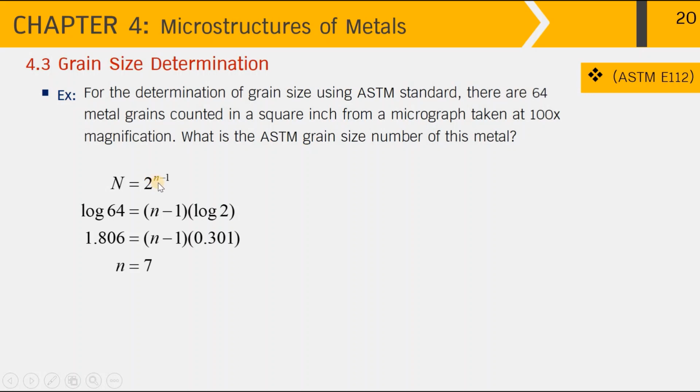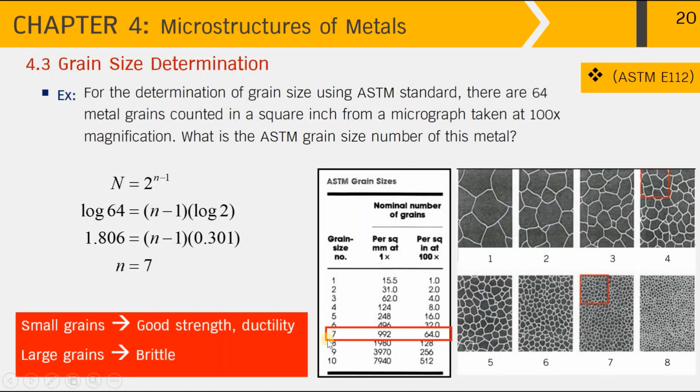But then the question is asking about small n over here. So it is more convenient to take the log of this equation all the way through. Therefore, we arrive at log 64 equals, in the bracket, small n minus 1, times log 2. And for the calculation, we have 1.806 equals, in the bracket, n minus 1, times 0.301, and therefore the ASTM grain size number of this metal is 7, and that fits the information given in the table here.